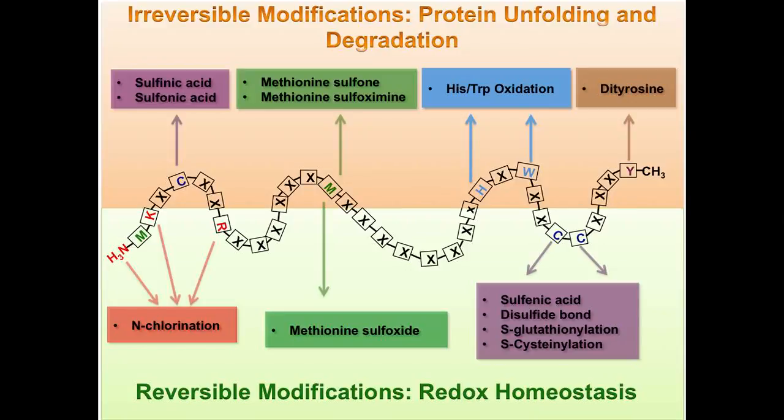HOCl also causes the oxidation of histidines and tryptophans and the formation of dityrosines and sulfenic and sulfonic acids, as well as methionine sulfoxamine intermediates, which all are irreversible modifications and lead to protein unfolding, aggregation, and degradation, which in turn leads to the death of the bacteria.